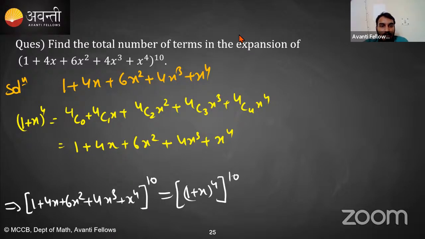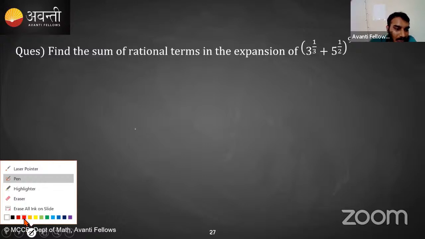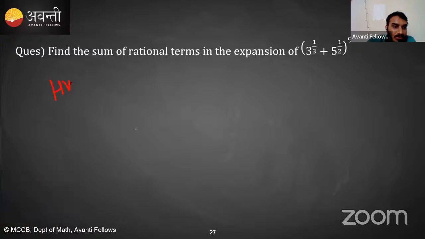Okay, very good, Rohit. So, students, that's all for today. Let me give you one homework question. Please try to solve this question at home, okay? This is the first question. The question says: find the sum of the rational terms in the expansion.